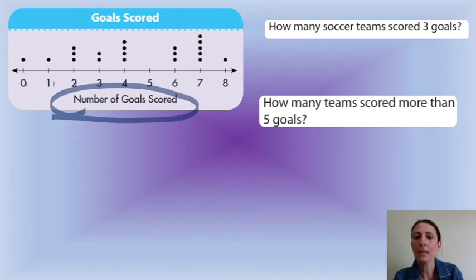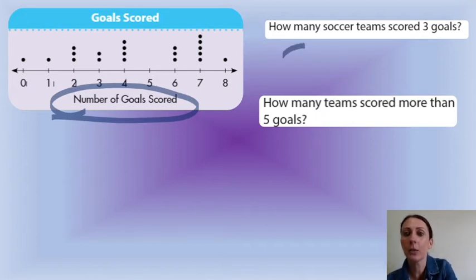So that means that how am I going to figure out how many teams scored 3 goals? I want you to pause the video, take a minute, think about that, write down your answer on a separate sheet of paper. Okay, what did you get? How many soccer teams scored 3 goals?